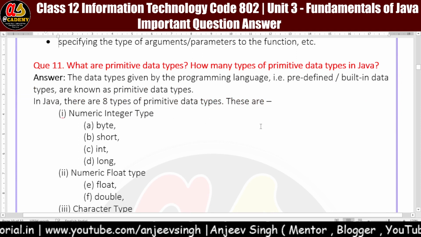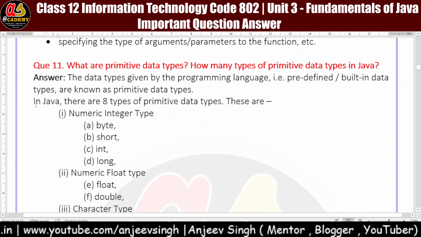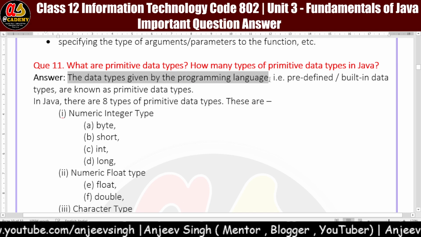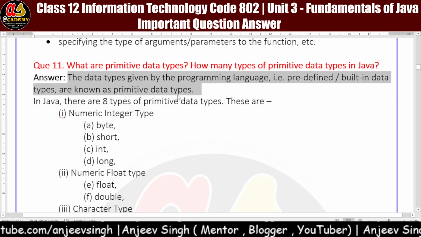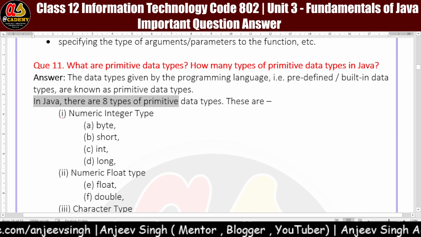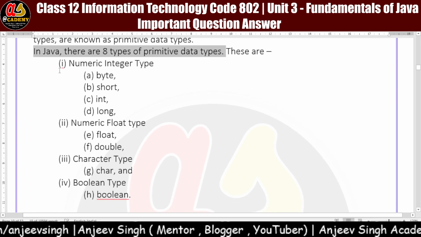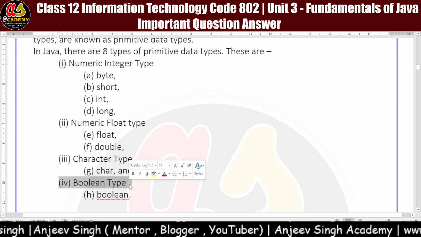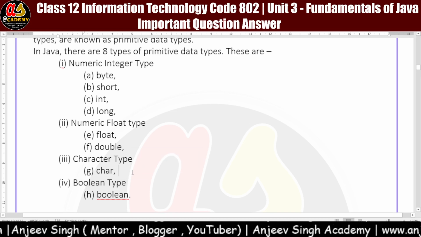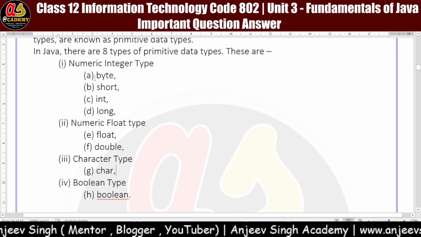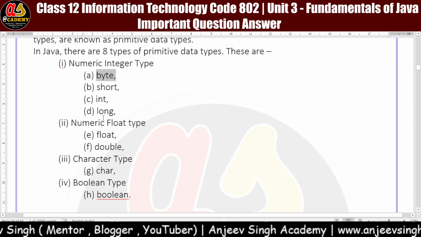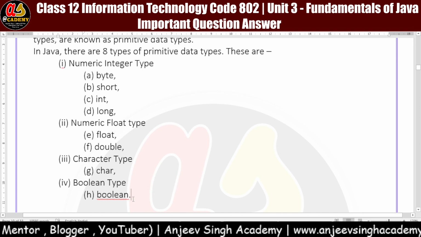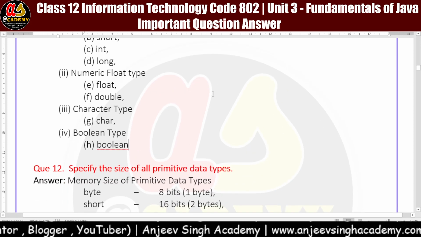What are the primitive data types? How many types of primitive data types are available in Java? The data types given by the programming language, which are the predefined or basic or built-in data types, are known as the primitive data types. It is also known as the primary data types. In Java, there are 8 types of primitive data types. These are categorized into 4 categories: numeric integer, numeric float, character, and boolean. Numeric integer has 4 types: byte, short, int, long. Numeric float: float and double. Character is char and boolean is boolean only. So these are the different primitive data types available in Java.